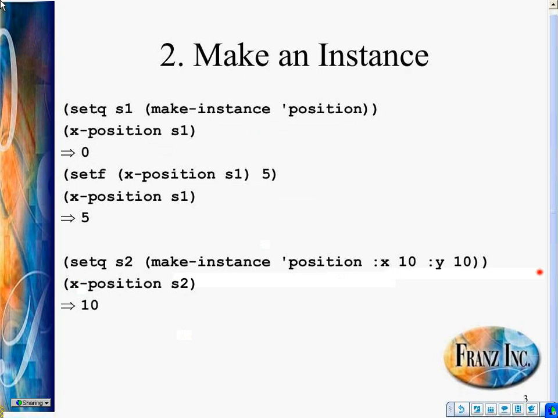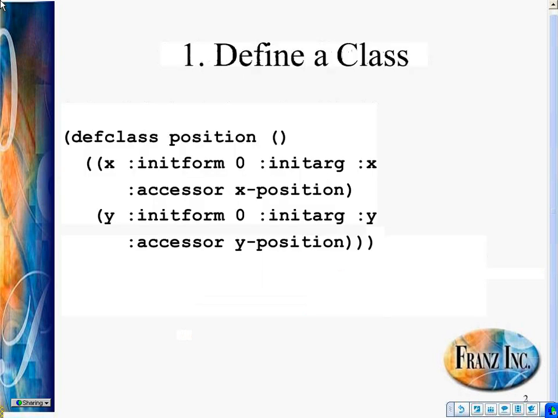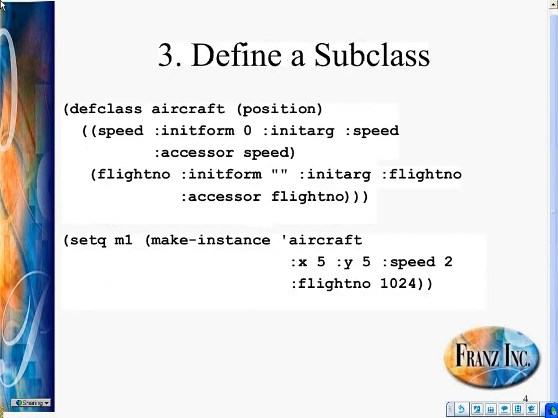Here we have make-instance position. We're giving X and Y values of 10. The slot argument is :X, and I think probably we defined that. Yes, the init arg :X. That's the keyword argument you pass to make-instance. The accessor is x-position. The init form is the initial value. If a value isn't specified, it is 0.